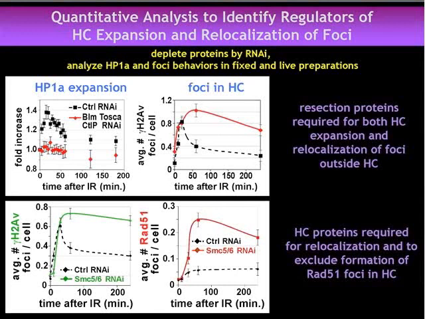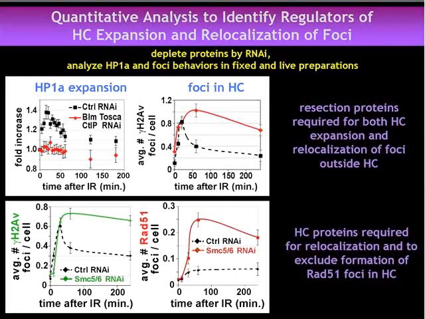We deplete proteins by RNAi, and then we analyze the behavior of HP1 in terms of expansion and foci in terms of relocalization. And just very quickly, if you look at the top, we're looking at an experiment where we've depleted 3 proteins involved in resection. These are exonucleases. And what you can see in red is that the red dots indicate the RNAi for the resection proteins. If you remove resection proteins, then you don't see any expansion of the heterochromatin domain. And also, if you look on the right at the top, here we're looking at, again, a kinetic analysis, but looking at foci located within the heterochromatin domain. And you can see that when you remove resection proteins, they no longer disappear from the heterochromatin domain, and they stay inside of that. That's the red line on the top.